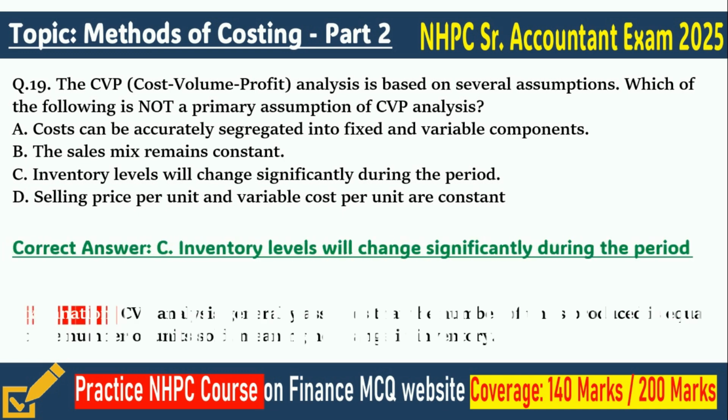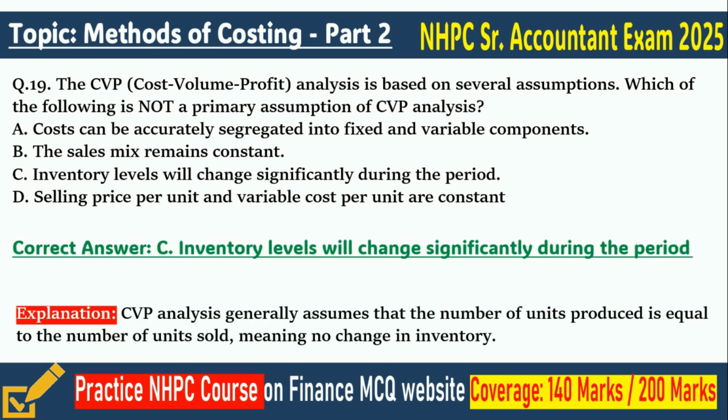So, friends, here the correct answer is option C. So, we'll not assume that the inventory levels will change significantly during the period. CVP analysis generally assumes that the number of units produced is equal to the number of units sold, meaning there is no change in inventory.